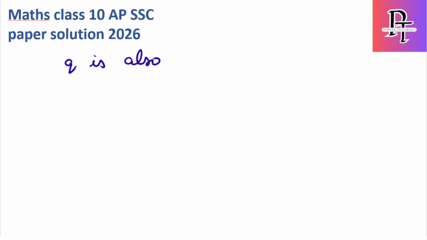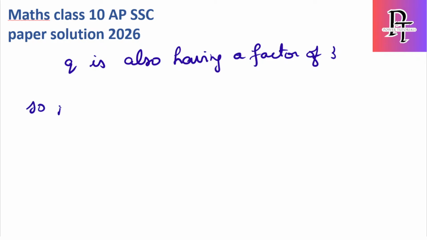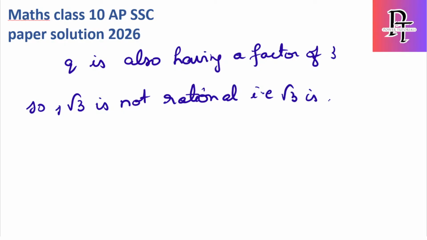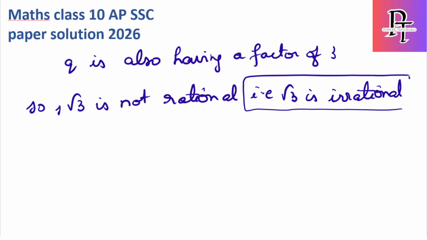Also having a factor of 3, which is contradicting our original statement. So root 3 is not rational, stating root 3 is irrational, because we assumed it is rational and here proved that our statement is not correct, so hence we got the final answer as root 3 is irrational.